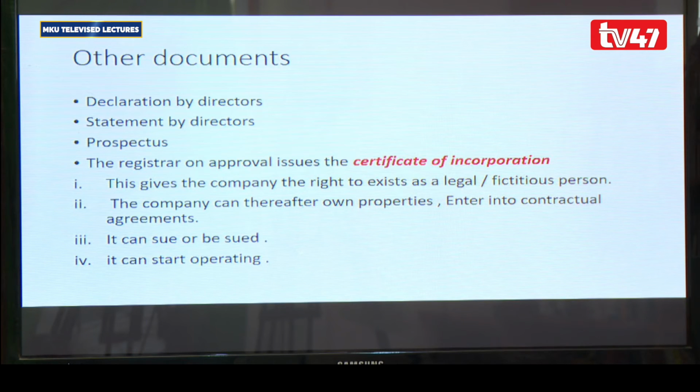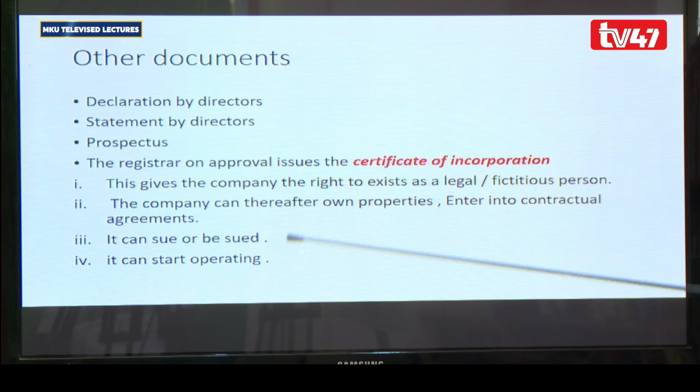In case the company is held liable, the shareholders' personal properties cannot be taken, like that of a proprietorship, to meet the obligations of the liability, because these are two different entities. It separates the shareholders from the company. As such, the company can own its own properties, it can enter into contractual agreements, it can be sued or it can sue, it can then start to operate. It can operate after that certificate of incorporation.